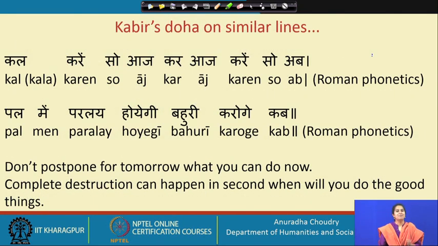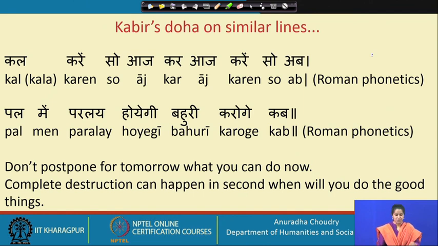So we have the same idea in Kabir's famous Doha that says, Kal kare so aaj kare so ab, pal mein parlay hoegi, bahuri karoge kab. Which means that don't postpone for tomorrow what you can do now. Complete destruction or pralay, as it is said here, can happen in a second. When will you do the good things of life?